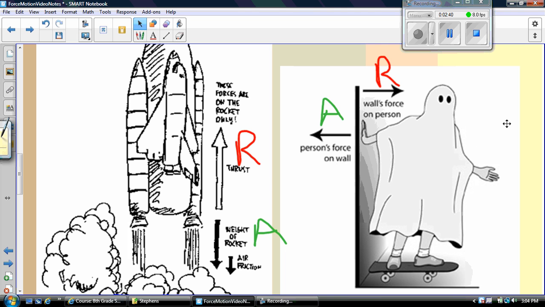And I found this picture on there, and I have no idea why it's a ghost on a skateboard, but it works. The action force is the person pressing on the wall. Then the wall also presses back on the person, and that's what causes the motion. Action, reaction.